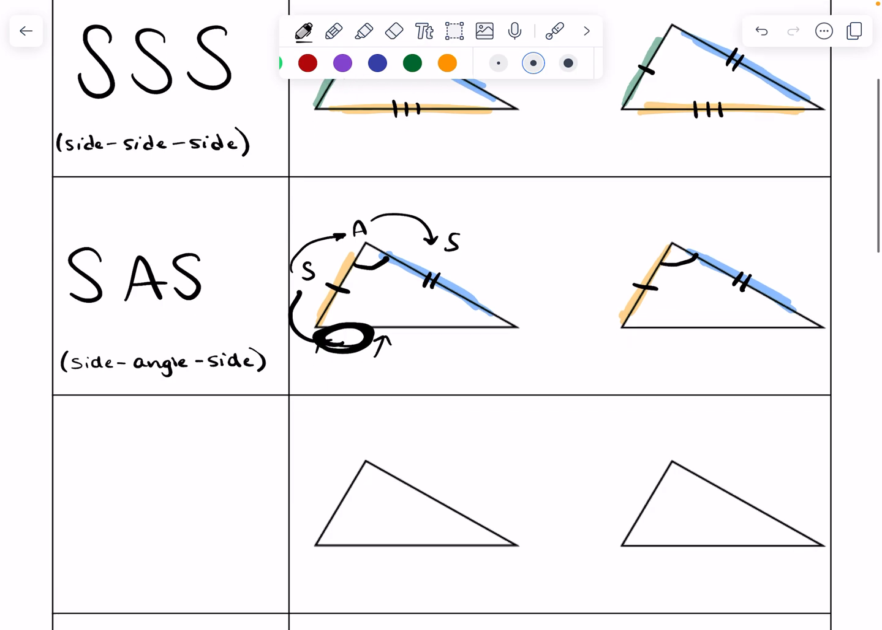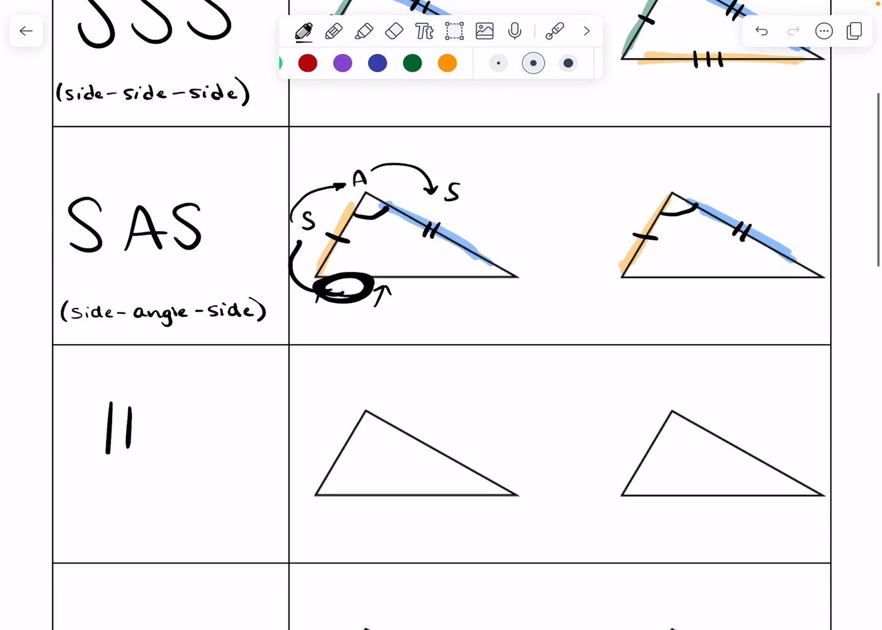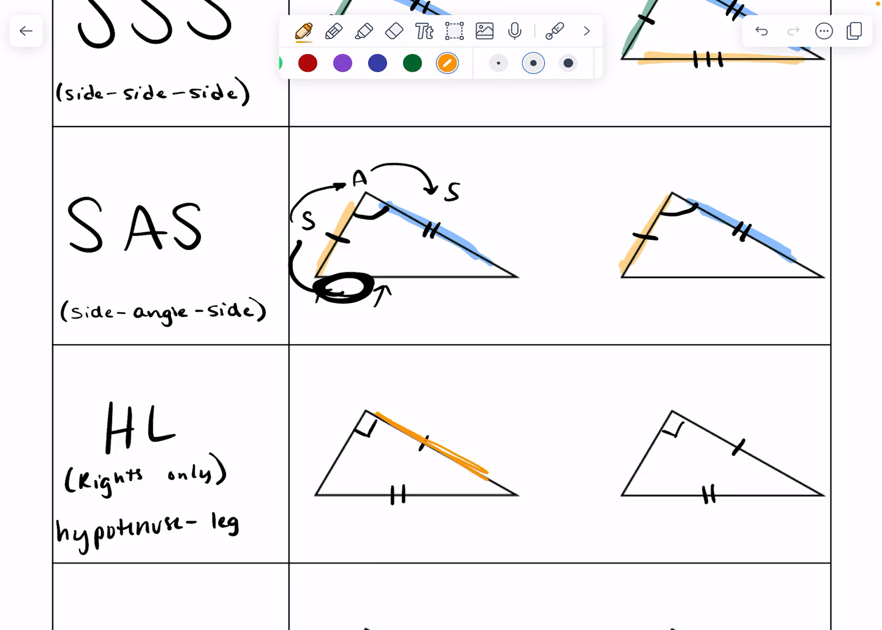Okay. The next one that we saw was HL, and this, remember, is for rights only. And this stands for hypotenuse leg. And so first I'm going to mark the right angle on this, okay? So I have a right angle that has to happen, and then I have the hypotenuse that's congruent, and I have one leg. I'm going to mark this one. It doesn't exactly matter which one it is. So that would mean that this is congruent to this, and this is congruent to this.